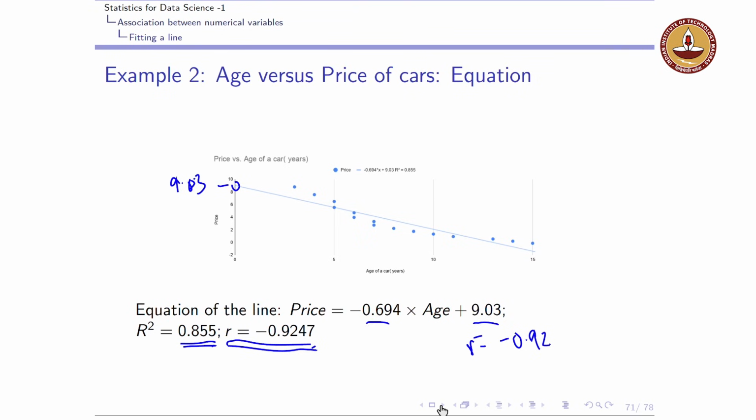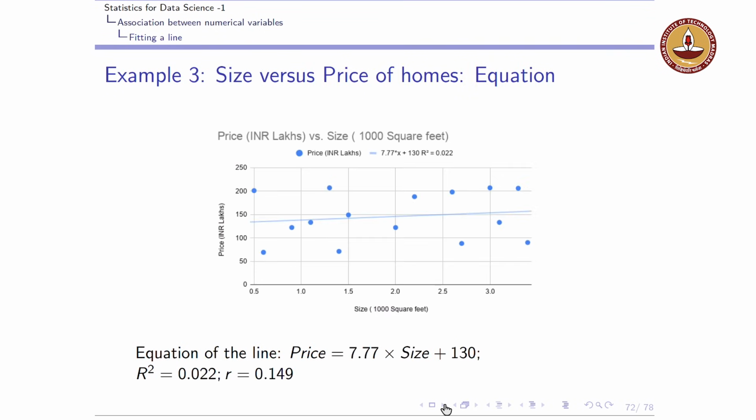For the direction, whether it is a positive relationship or negative relationship, I either look at the correlation coefficient or the sign of the slope. In this case, the slope is a negative number. Now, let us look at the third example. The third example, my R was very negligible. So, it says that there is almost no relation.